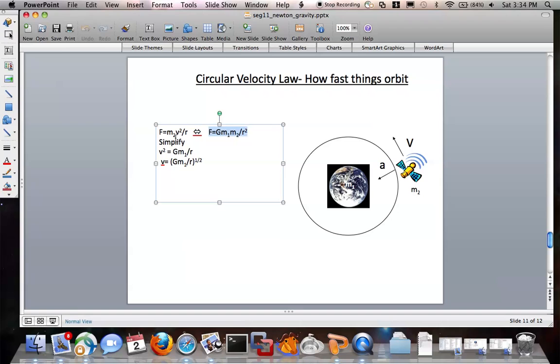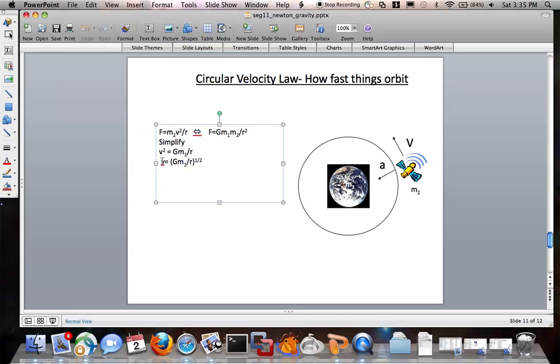So we have m1 as the mass of the planet and m2 as the mass of the satellite. If we notice these two equations, we have m2 on both sides. We can divide that out. The mass of the satellite doesn't matter as long as the mass of the planet is very large compared to the mass of the satellite. Any satellite will behave the same way. And so we have v squared is equal to G m1 over r.